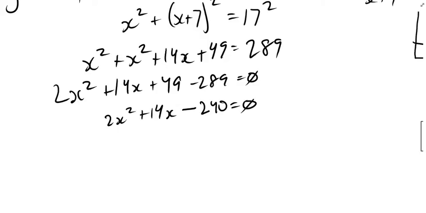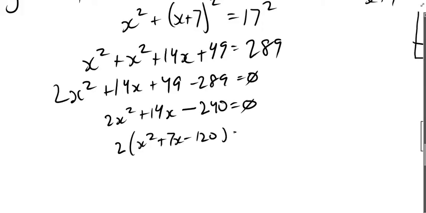What's our first step? Always, always, always: common factor first. There's a common factor, and these are easy. Common factor of 2, how easy is that? Everything's even. 2 bracket x squared plus 7x minus 120 equals 0. Divide both sides by 2. x squared plus 7x minus 120 equals 0.